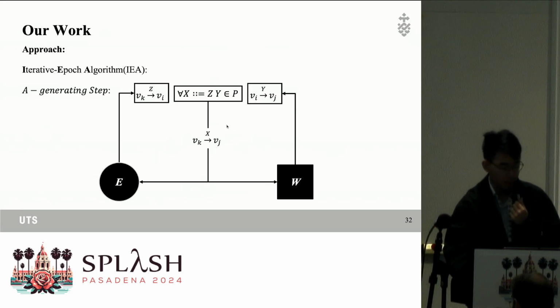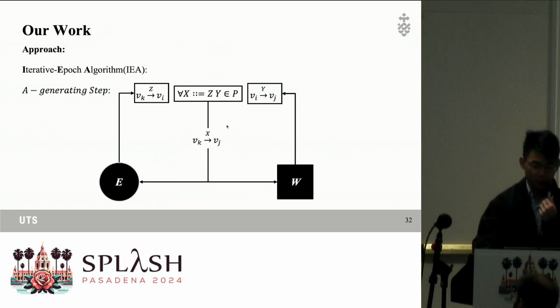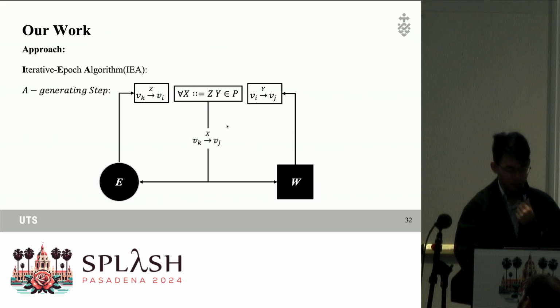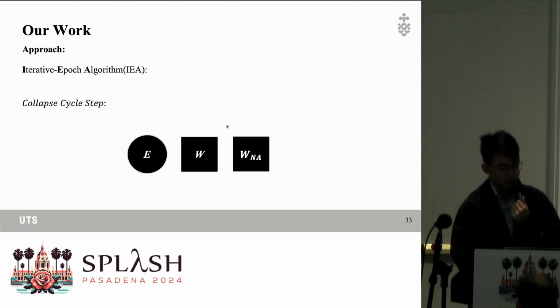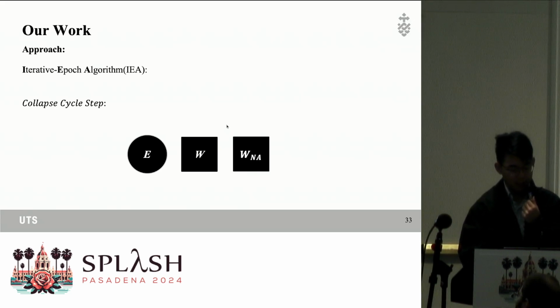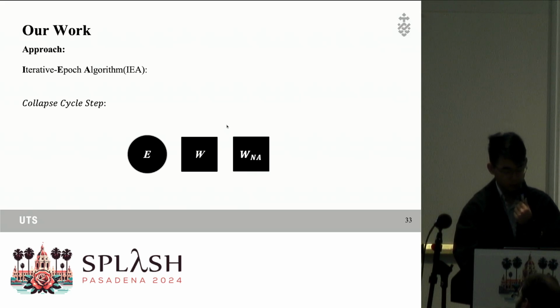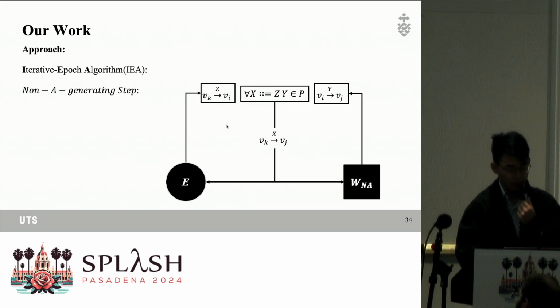Then the second step, which is the essential part: we only consider A-generating productions, and we compare all the single-symbol and double-symbol production scenarios. These edges will only move to the work list W. Then comes the collapse-cycle step, where we use SCC to collapse all the cycles. And then we consider all no-A-generating steps, which move all the generated edges to the no-A-generating work list.